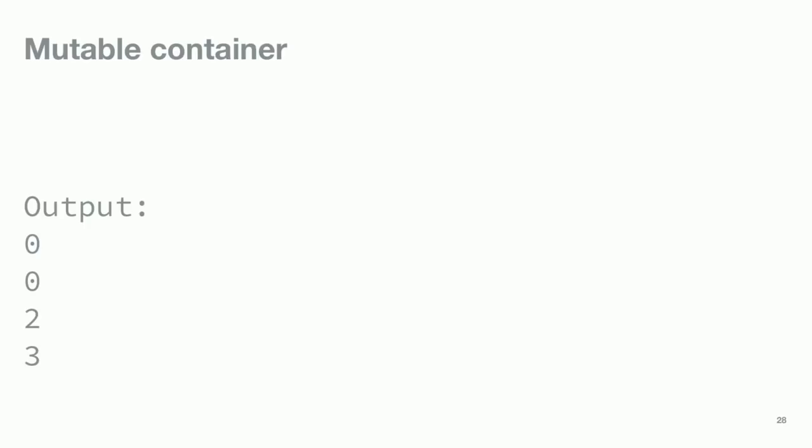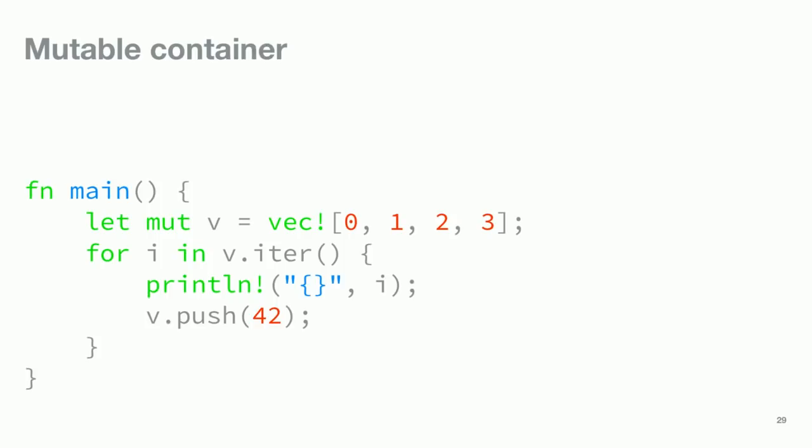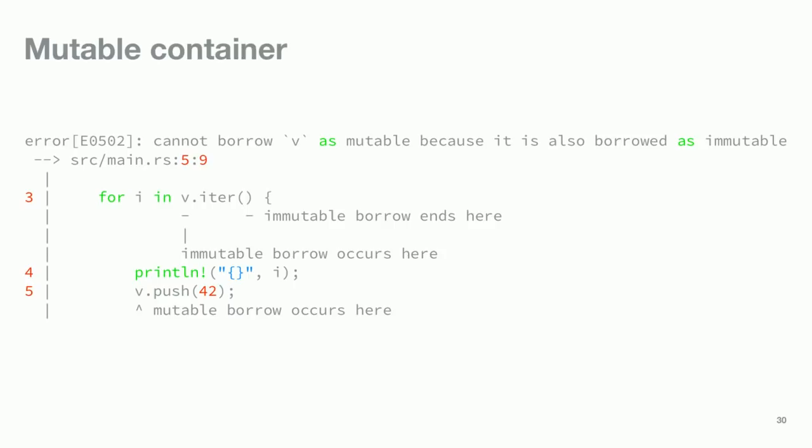If we try and do the same thing in Rust, this is the equivalent code. Then we get an error. Cannot borrow v as mutable because it is also borrowed as immutable. So the mutable borrow is happening here. We're trying to push into the vector, but we can't do that because we have to be the sole owner to be able to mutate v, and we can't because there's already an immutable borrow active from the iteration.